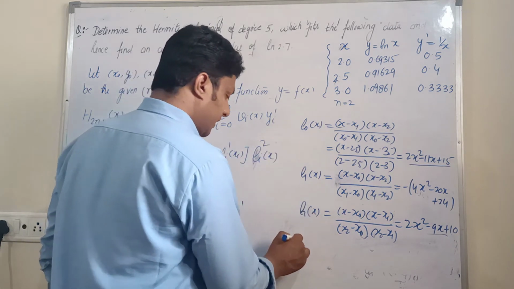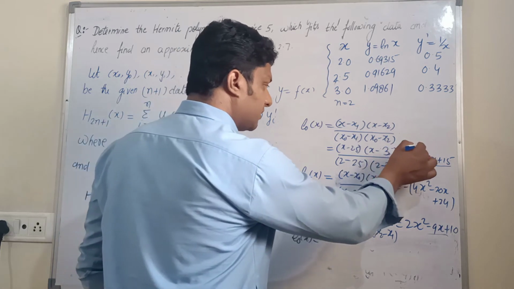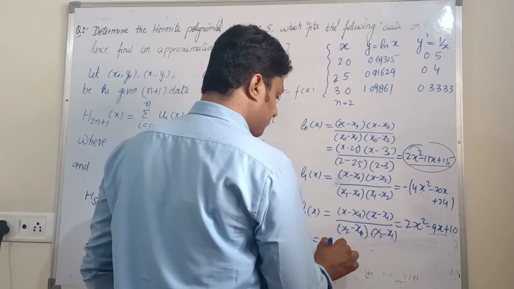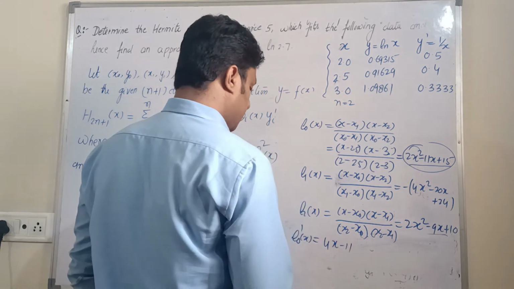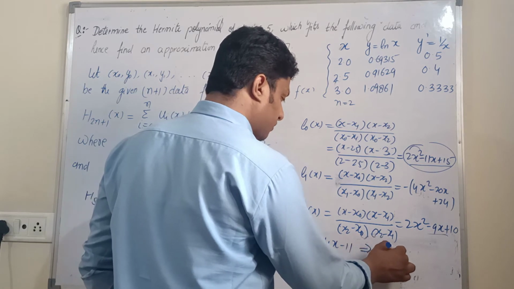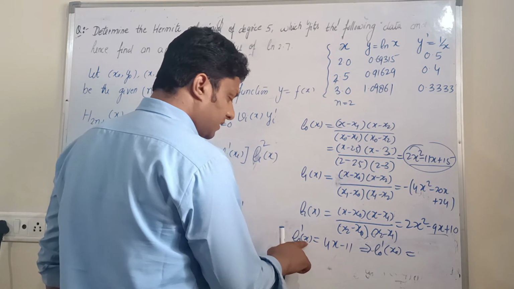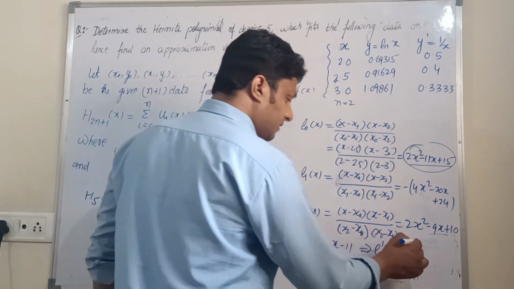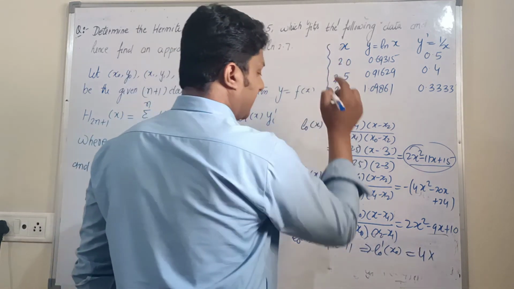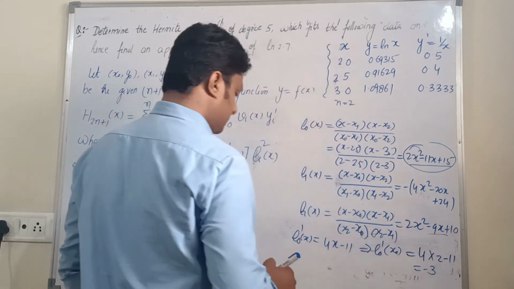So L0'(x). What does it mean? It is the derivative of this. The derivative of this is 4x − 11. So this implies L0'(x) at the point x0, that is, we are replacing x with x0. So 4 times x0, and x0 I think is 2. With x0 equal to 2, then minus 11, which equals −3.